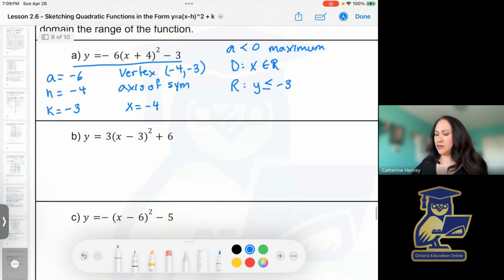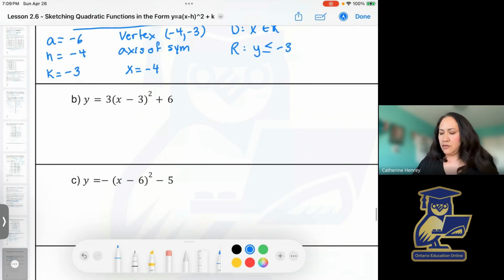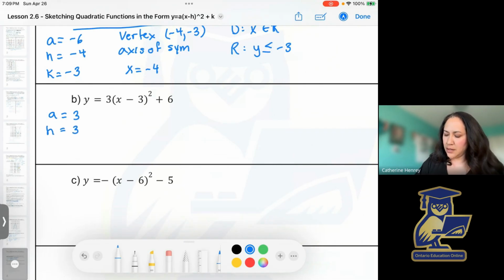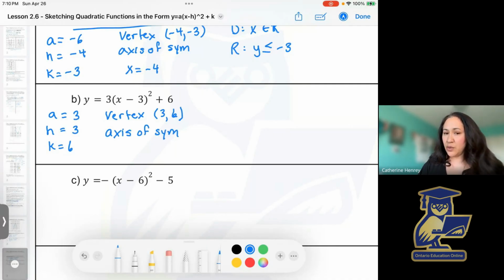We'll do one more together. For B, A equals 3, H equals 3, and K equals 6. So the vertex is (3, 6). The axis of symmetry again coincides with the x component of the vertex, so that is x equals 3. A is greater than 0, so we have a minimum.